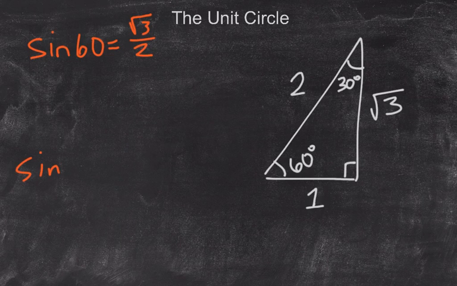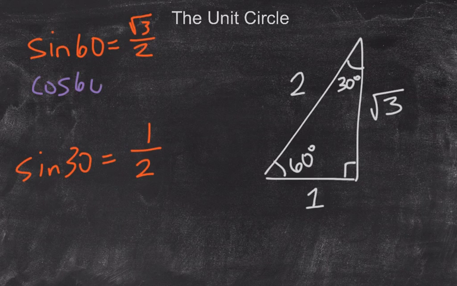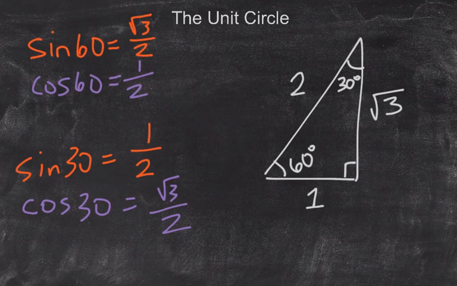And the sine of 30 degrees, using the other acute angle, is opposite over hypotenuse. The opposite leg to 30 degrees is 1, and the hypotenuse is still 2. The cosine of 60 degrees is adjacent over hypotenuse, so that's 1 over 2. And the cosine of 30 degrees is adjacent over hypotenuse, so that's square root of 3 over 2.